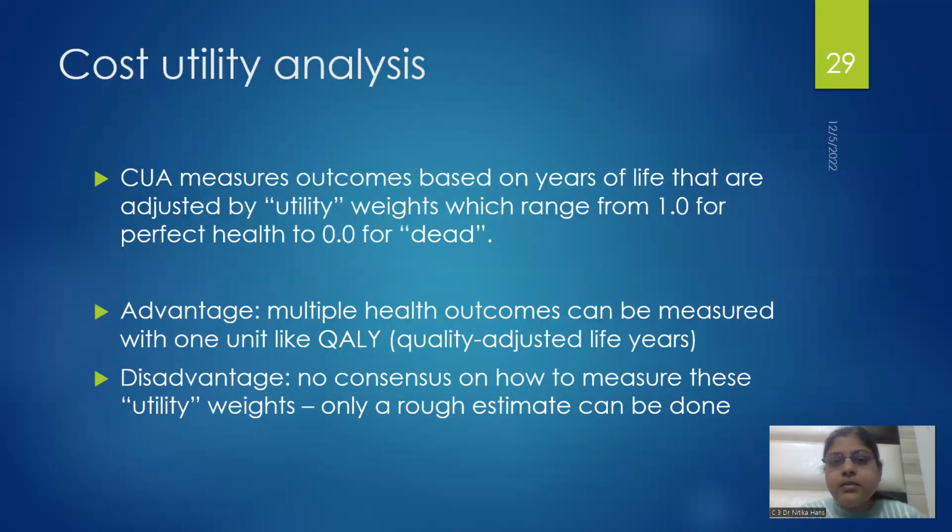Cost utility analysis looks at how many quality adjusted life years there are. The outcome measurement is in quality adjusted life years, based on years of life that are adjusted by utility weights which range from 1 to 0, 1 for healthy and 0 for death. Multiple health outcomes can be measured with one unit, like quality adjusted life years. Disadvantages: there is no consensus on how to measure these utility weights. Only a rough estimate of these quality adjusted life years can be made; a proper estimate cannot be made.